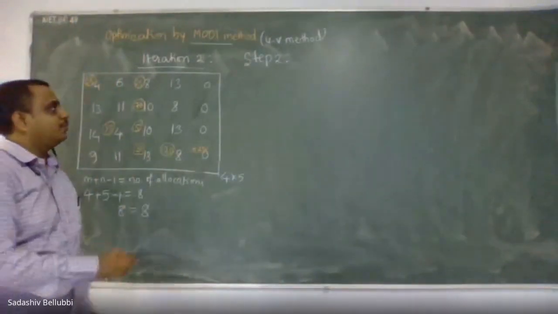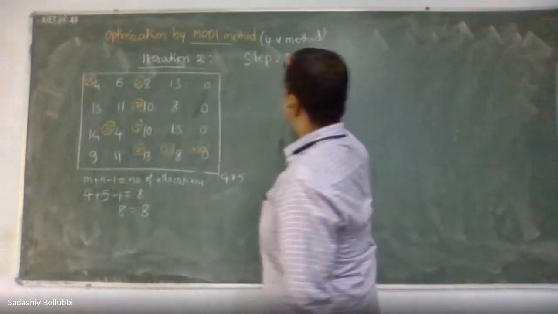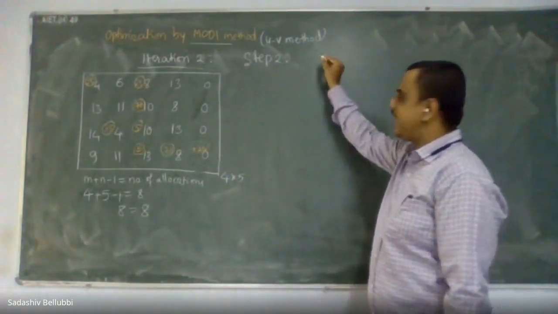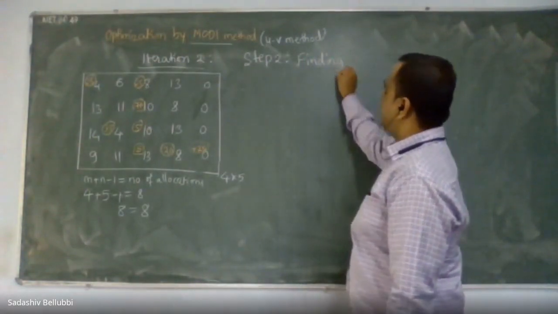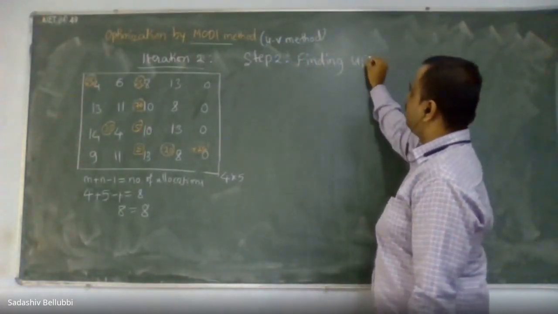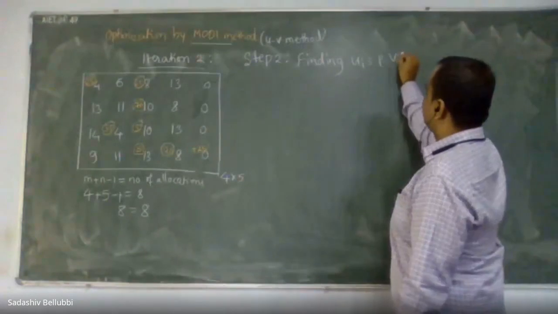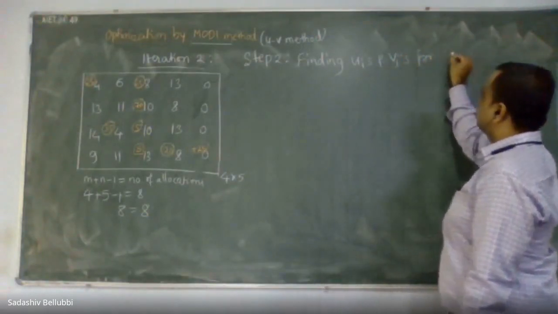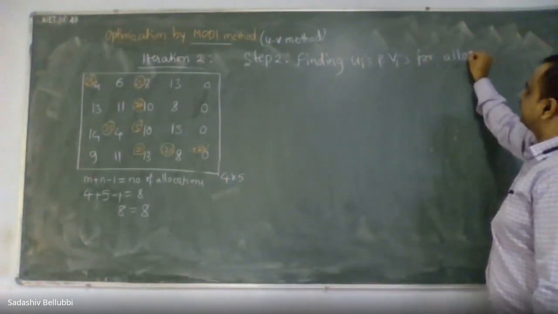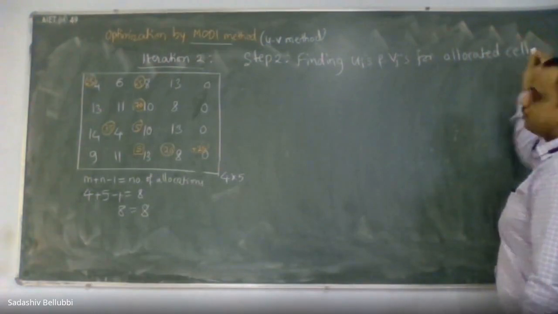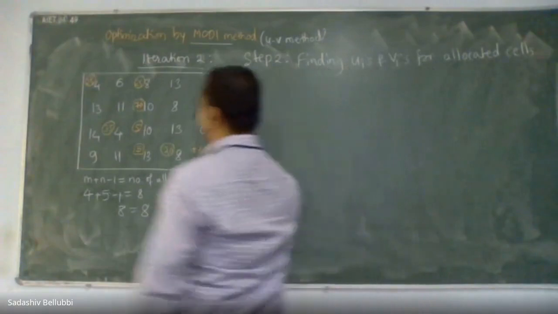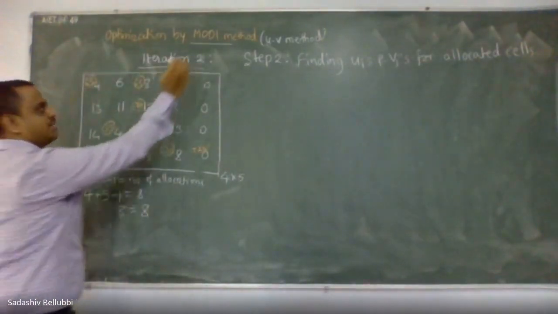Proceed with the problem. Okay, now next, step number 2 is finding the ui's and vj's for allocated cells. Okay, how to find this? So for allocated cells, we need to write the ui's and vj's.